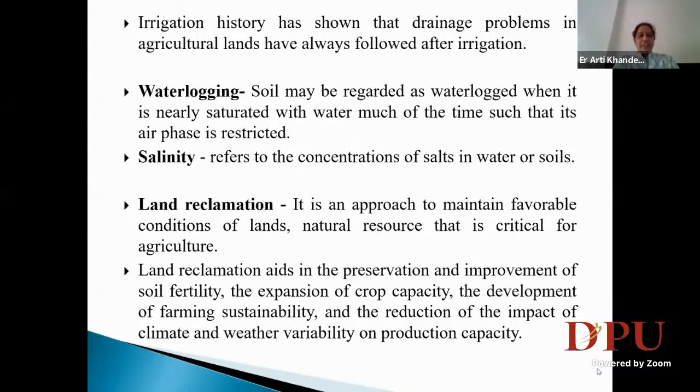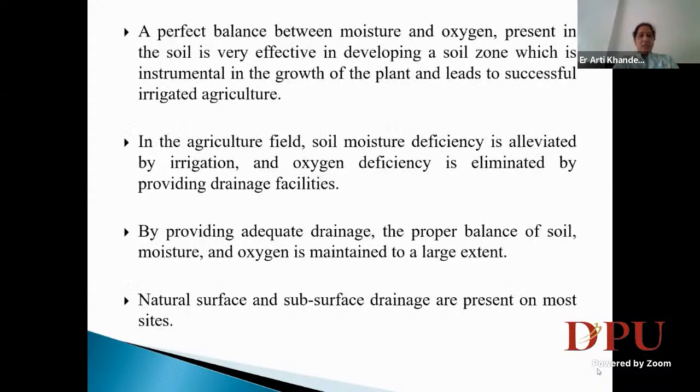To reclaim this system, or as a measure to control it, there is land reclamation. There are many lands in Maharashtra and other states affected by both water logging and salinity. We will see the land reclamation method. It is the approach to maintain favorable conditions of land and natural resources that is critical for agriculture.